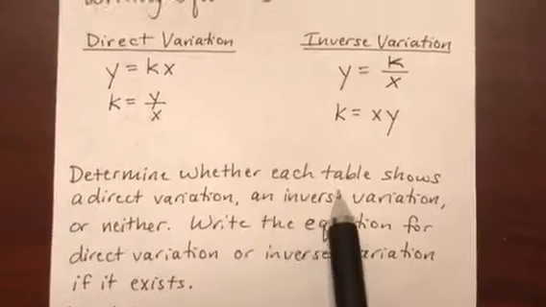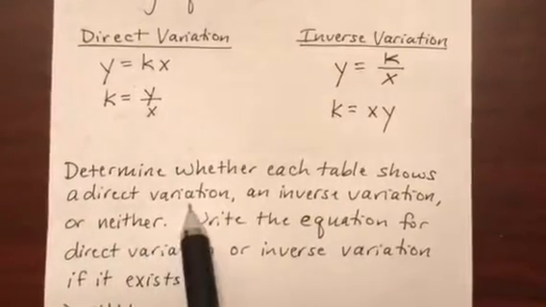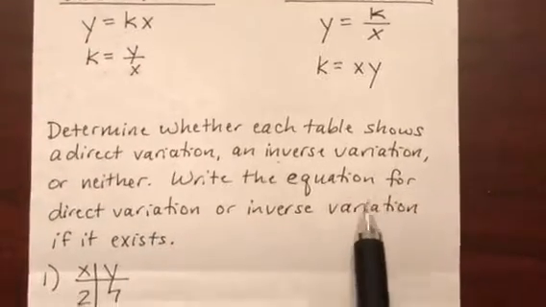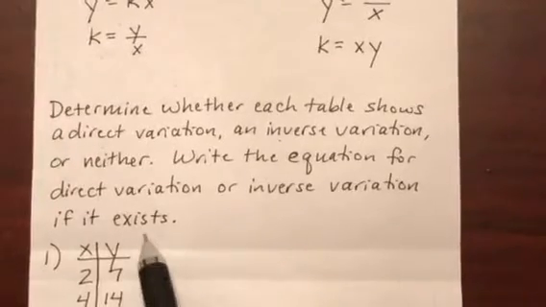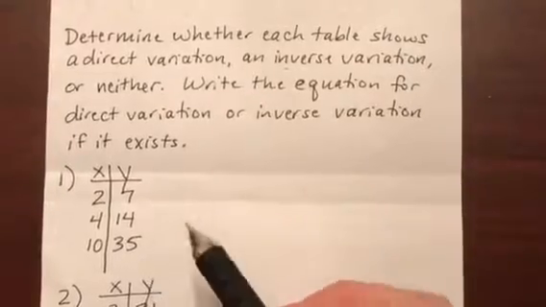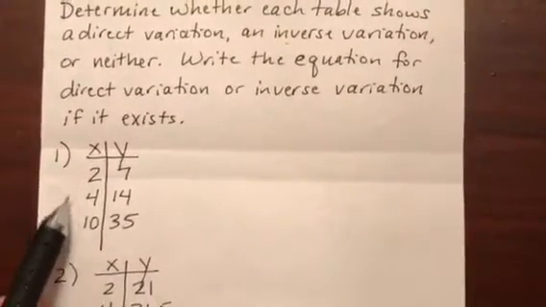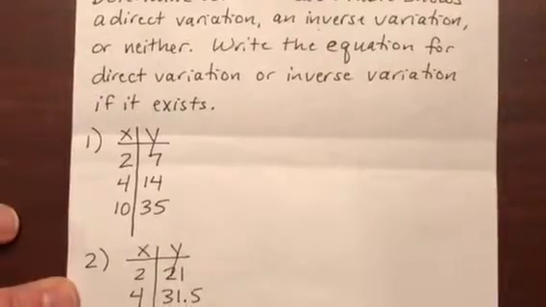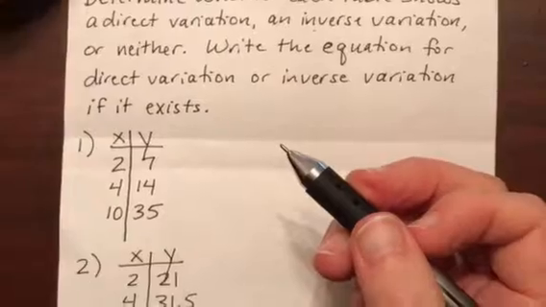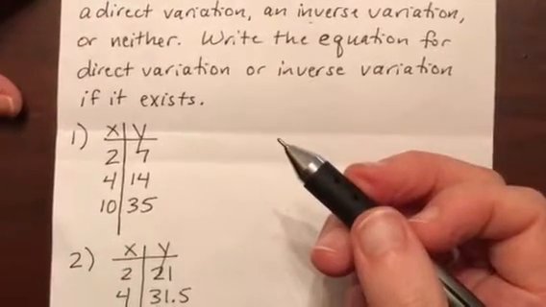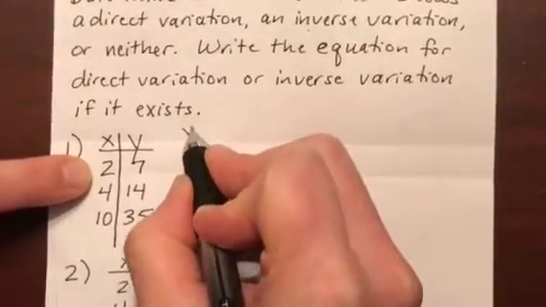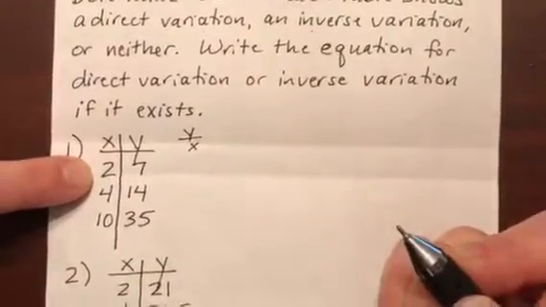It says determine whether each table shows a direct variation, an inverse variation, or neither. Write the equation for direct variation or inverse variation if it exists. So we'll look first at table number 1. We have these three ordered pairs: (2, 7), (4, 14), and (10, 35). So let's start by checking if these represent a direct variation equation. We can do that by doing each pair and seeing what y over x would be equal to.